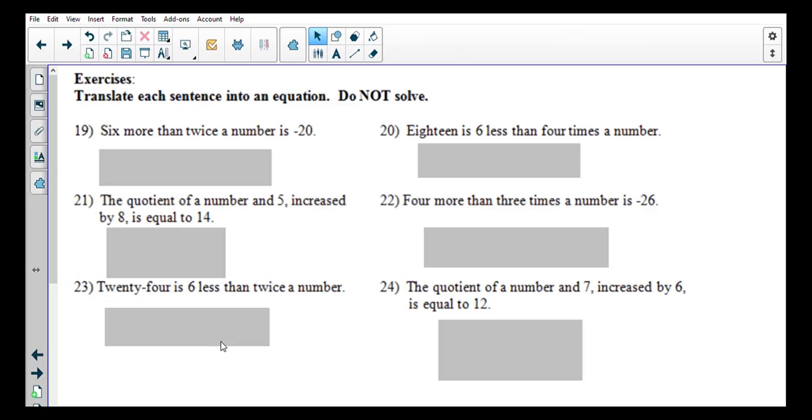So let's begin with numbers 19 through 24. What we're asking you to do is translate each sentence into an equation. We did this with one-step equations already. Now we're just going to do it with two-step equations. So let's read through the problems and translate them.